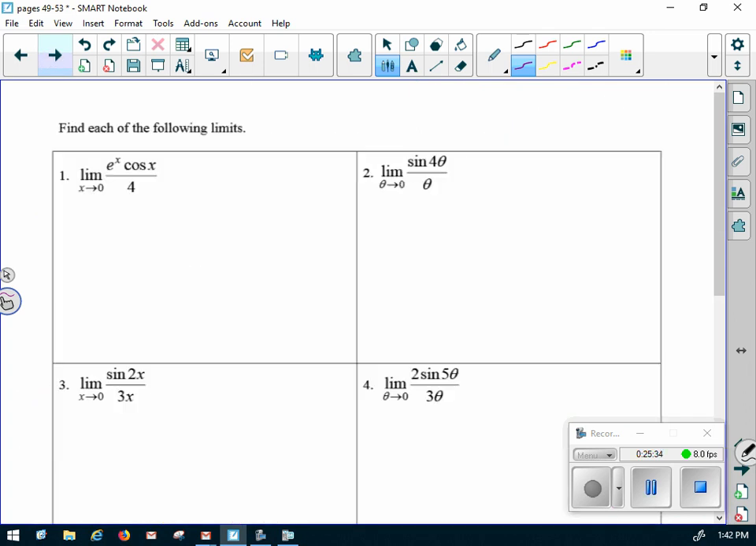Number 1, direct substitution: e to the 0 times the cosine of 0 over 4. What's e to the 0? 1. What's the cosine of 0? 1. So what's my limit? The limit's 1/4.